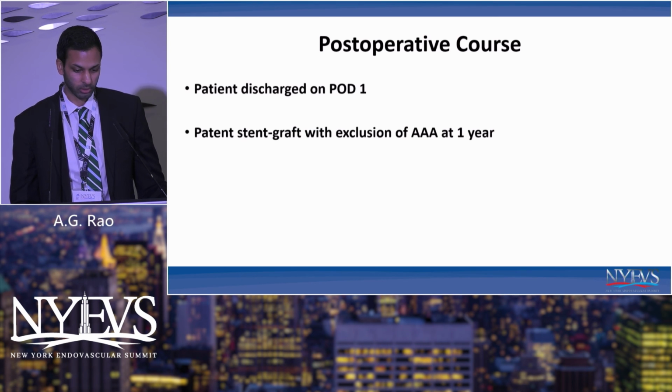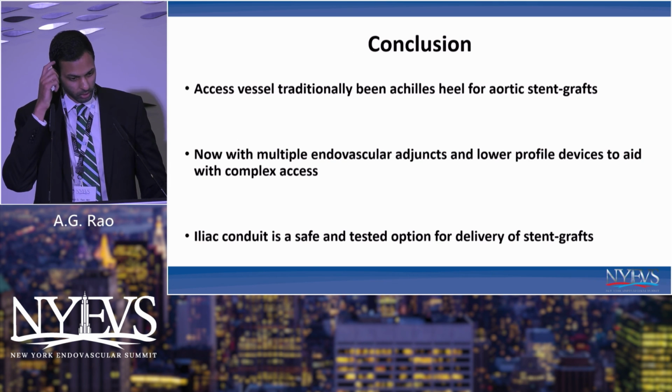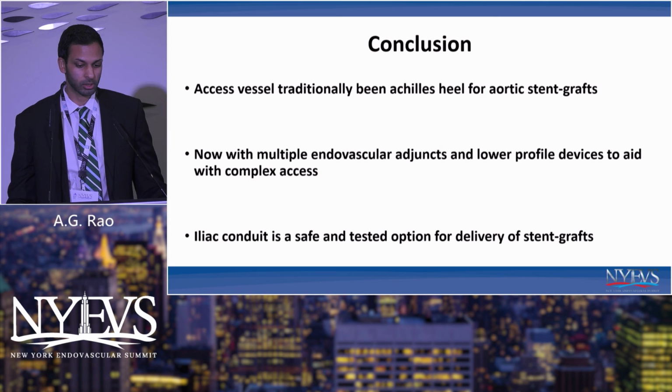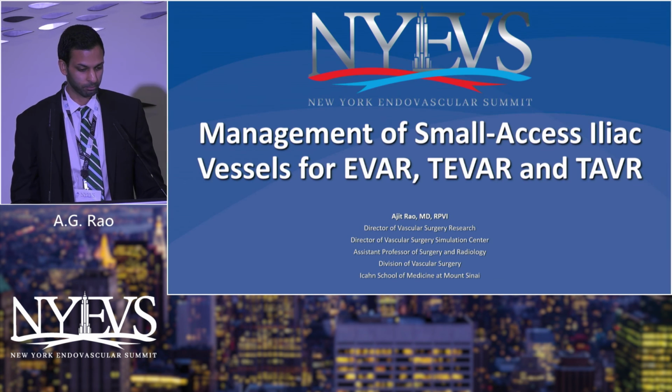This patient did well. 1 year follow-up has exclusion of his AAA. So I think in conclusion, access vessels traditionally have been the Achilles heel in a way for aortic stent grafts. Now with multiple endovascular adjuncts, I don't think that's the case, as well as lower profile devices to aid with these complex access cases. And I think iliac conduit or endoconduit is a safe and tested option for the delivery of these stent grafts. Thank you.